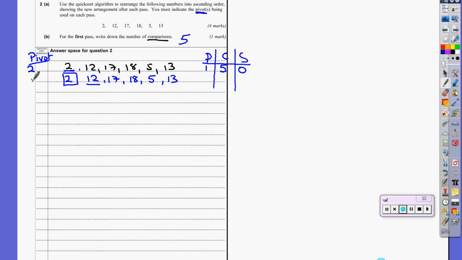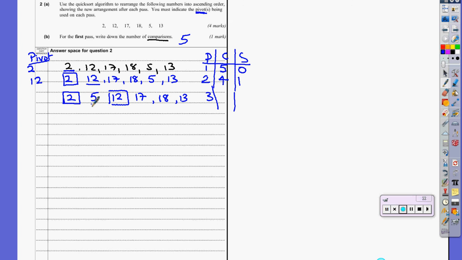Now 12 is going to be my pivot. There's only one because there's only one sublist. So 2 is in exactly the same position. 12 then is compared, so my second pass, 12 is compared to 7, 18, 5 and 13. So I'm comparing it to 4 numbers. And 5 is the only one that's smaller than 12. So then I would write 17, 18 and 13 here. So I've only pulled 1 in front of the pivot.